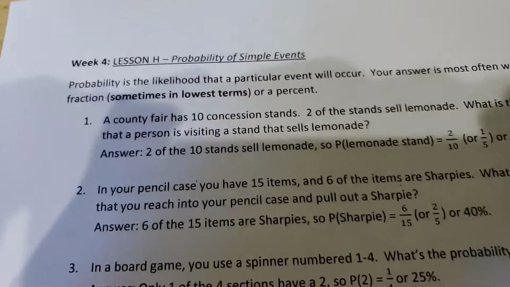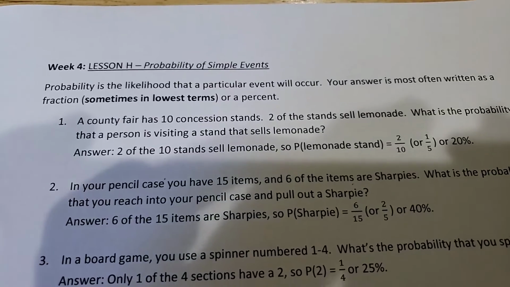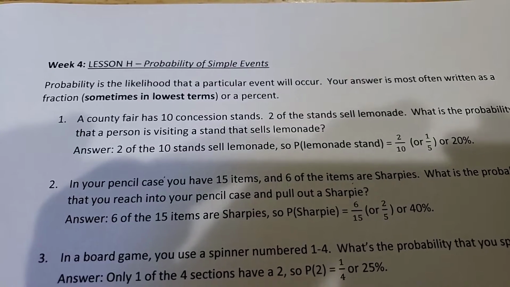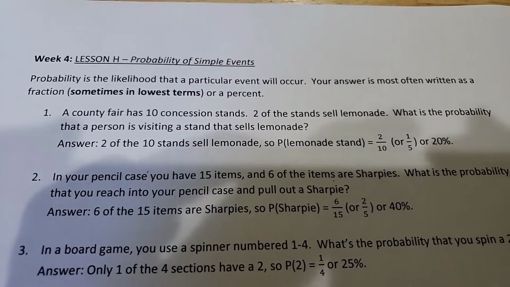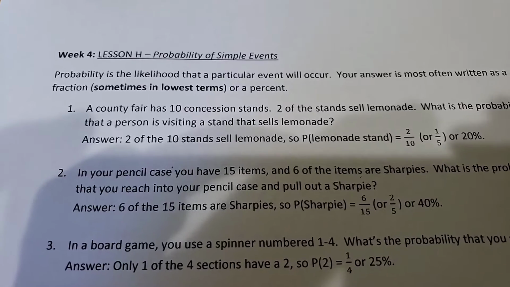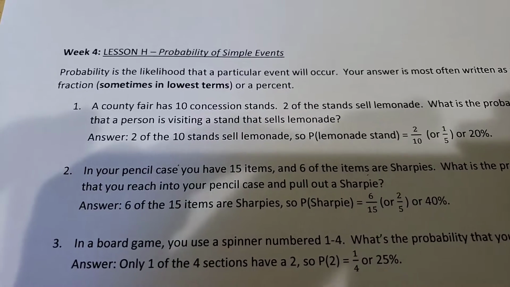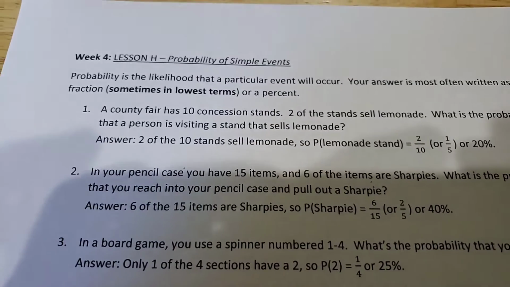All right, so lesson H, our second lesson in week 4, probability of simple events. Probability is the likelihood that a particular event will occur. Your answer is most often written as a fraction, sometimes in lowest terms, or a percent. And I know for those of you working on IXL, I don't think it makes you go to lowest terms. It lets you just put it into the situation that occurs.